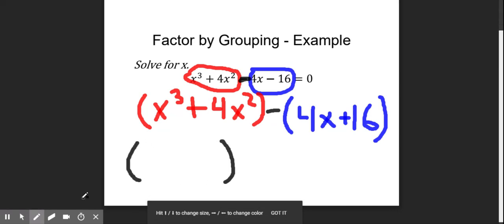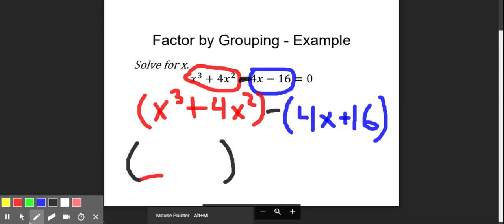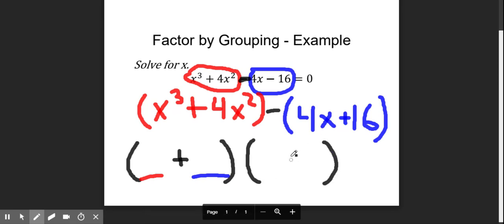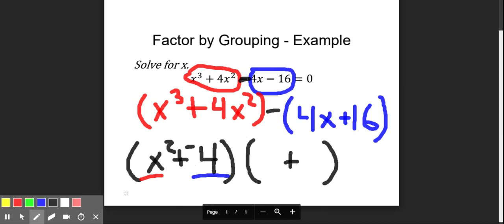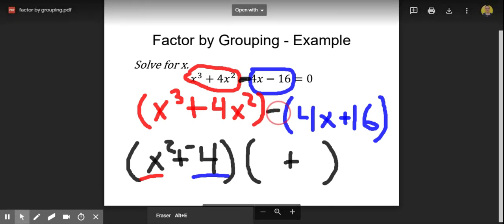The common factor of the red group is going to end up as the first term here, and it's going to be added to the common factor of the blue group here. And then whatever's left over afterwards will go in the second parentheses. So the common factor in the red group that we see up there is just going to be x squared. It doesn't have anything else in common. And the common factor in the blue group is going to be a 4. All right. We need that to stay a -4 because of that negative sign that we talked about earlier, right?